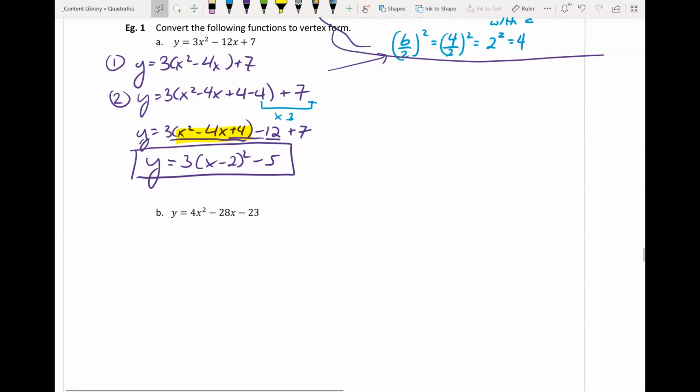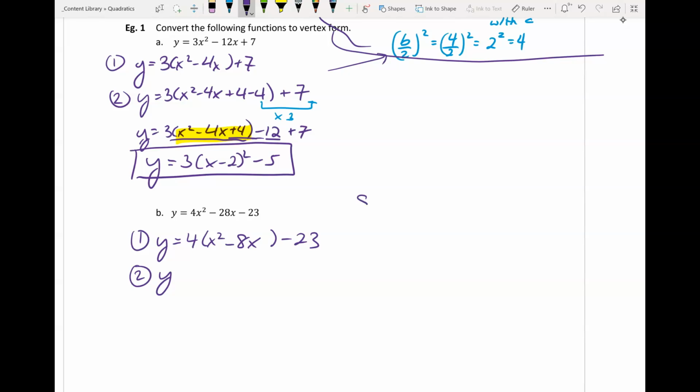Let's try this again with another example. First step is to factor out the 4. And you only do it to the first two terms. We're going to leave the negative 23 on the outside. Second step, we have to do 8 divided by 2 all squared, because that's our b value. You can say negative if you want, but it really doesn't matter because once we square it, it becomes positive anyway. And we also have to add it and subtract it.